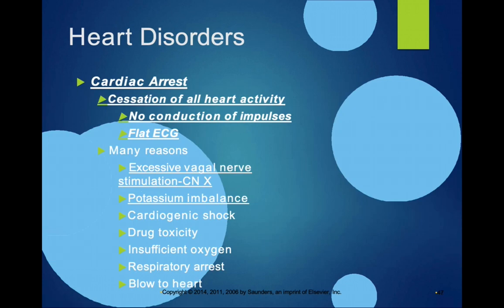Cardiac arrest. Okay, what is cardiac arrest? That is the cessation of all heart activity. There's no conduction of impulses, and there's a flat EKG or ECG. So what are some of the reasons for cardiac arrest? Excessive vagal nerve stimulation. What is the vagal nerve? It comes from the medulla. It's cranial nerve 10. It is parasympathetic, and it's inhibitory. Other causes are potassium imbalance, cardiogenic shock, drug toxicity, insufficient oxygen, respiratory arrest, and even a blow to the heart, right? Some sort of impulse or shock to the heart. Very, very dangerous.